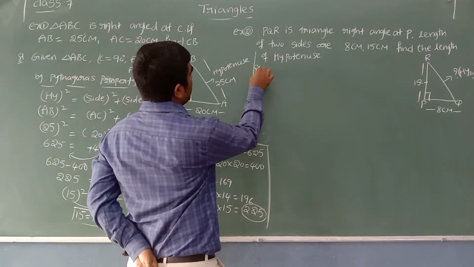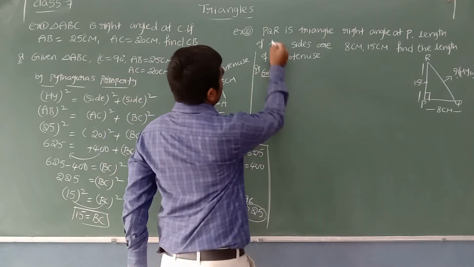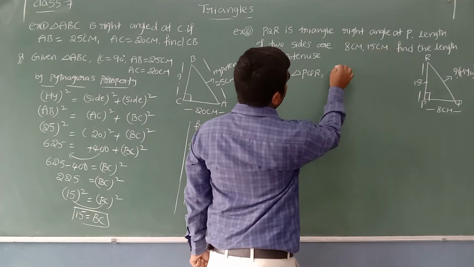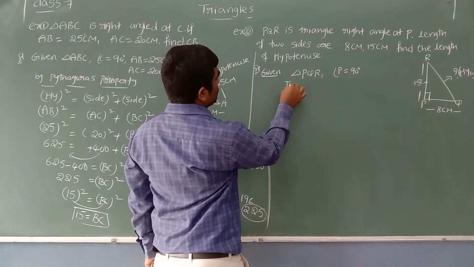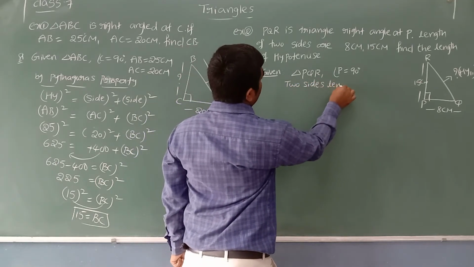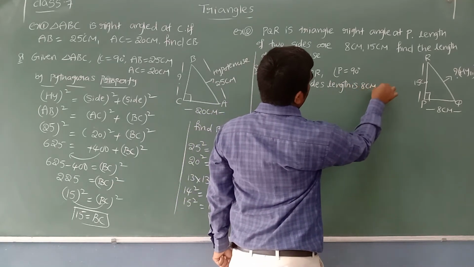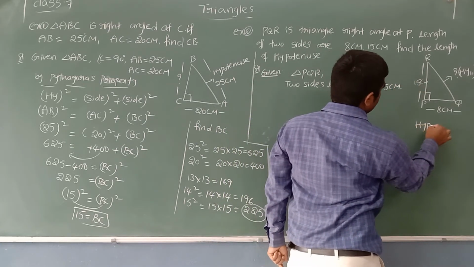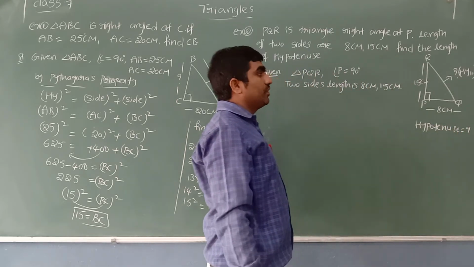First, the solution. What is given in my question? Given triangle PQR, right angle at P. We can write angle P is equal to the right angle, which is 90 degrees. And they also gave two side lengths: 8 cm and 15 cm. Then what should we find? We have to find the length of the hypotenuse. The length of the hypotenuse we have to find.